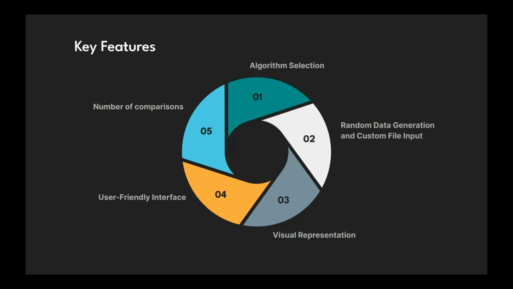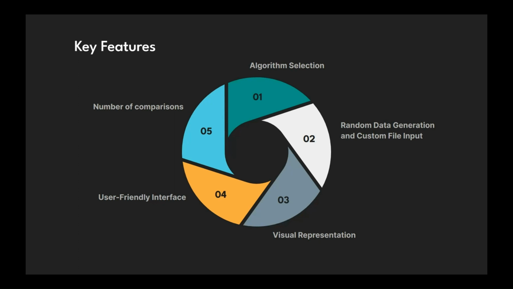The third key feature is visual representation. The sorting process is visually represented using animation, which enables the users to understand how the data elements are manipulated during sorting. The fourth feature is user-friendly interface. So the UI is designed to be intuitive and easy to navigate, making it accessible to users of all levels, including students, teachers, and developers.